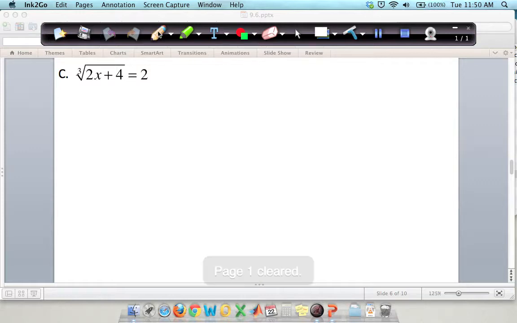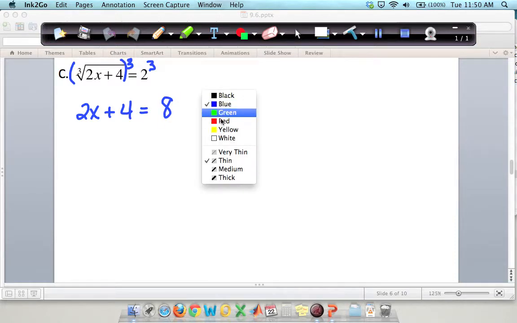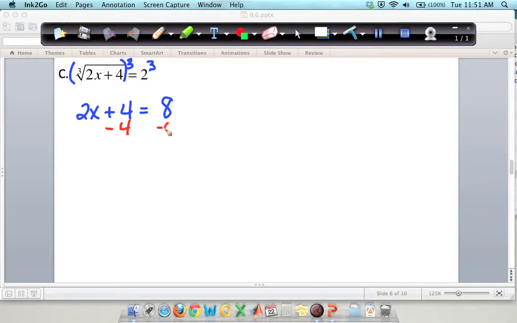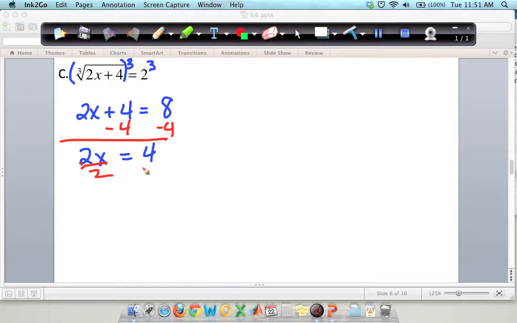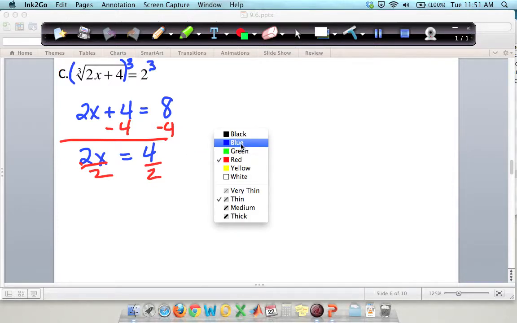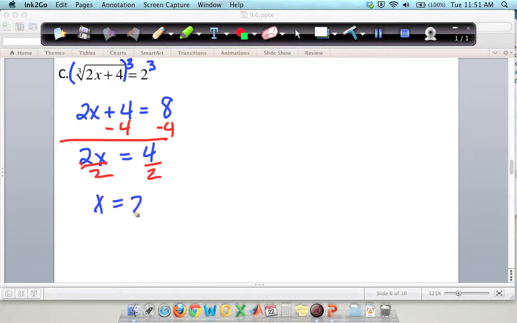Okay, in C, instead of a square root, we have a cubed root. So my index is 3. So to get rid of that cubed root, I'm going to cube both sides. So remember, the 3 goes into 3 once. They basically cancel each other out. And I'm left with 2x plus 4 equals 2 cubed, which is 8. Let's subtract 4 from both sides. We get 2x equals 4. Divide both sides by 2 to get x by itself. And I get x equals 2.